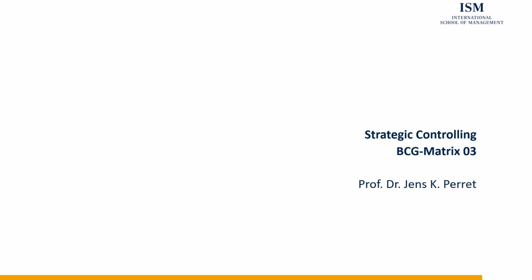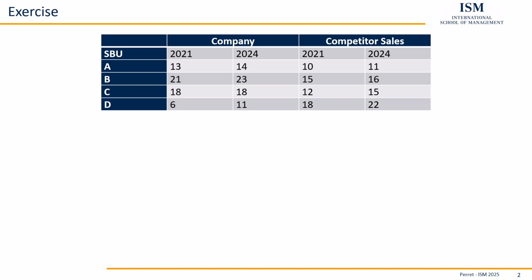Welcome to this exercise on the BCG matrix. Here we have information for four different business units of our company. And for each business unit, we have for 2 years, 21 and 24, the sales data for our company and for the respective competitors. And what are we supposed to do with this information?